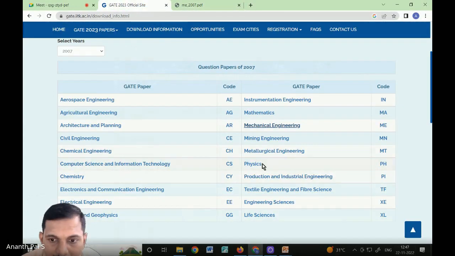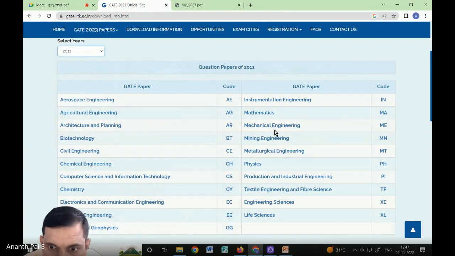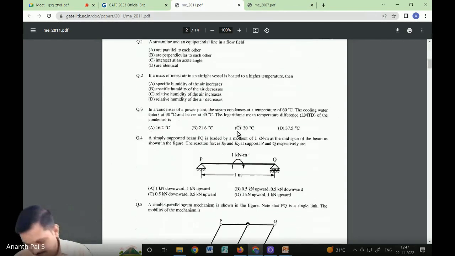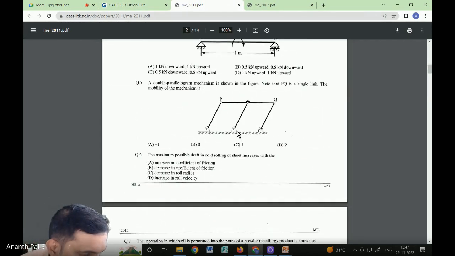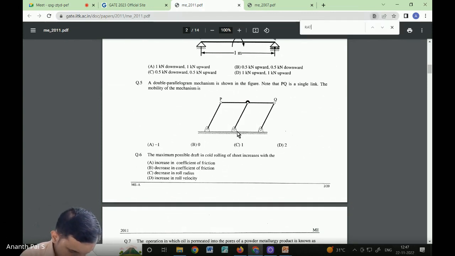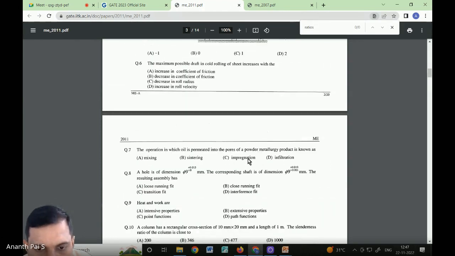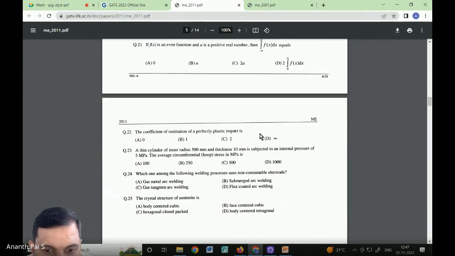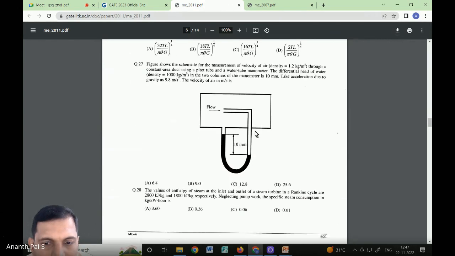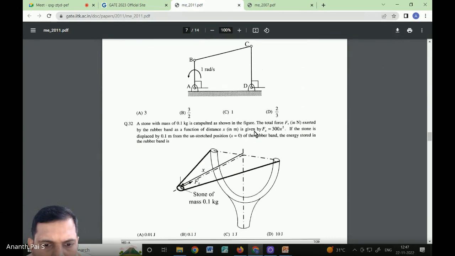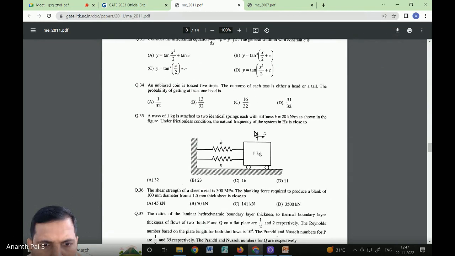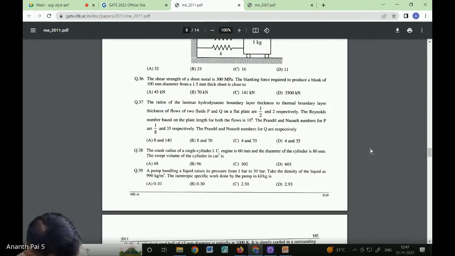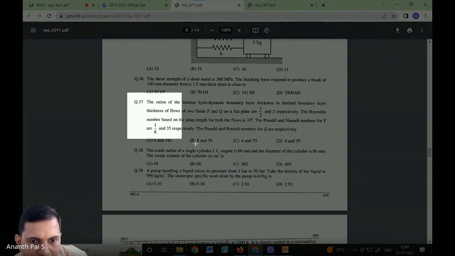Next one has come in 2011 GATE question paper. Let us see. 2011 mechanical engineering itself. And we will go with question of the ratios. Not in captions, ratios. No, not there. So we have to see whether you get a ratio somewhere. This one. So can we do these questions?